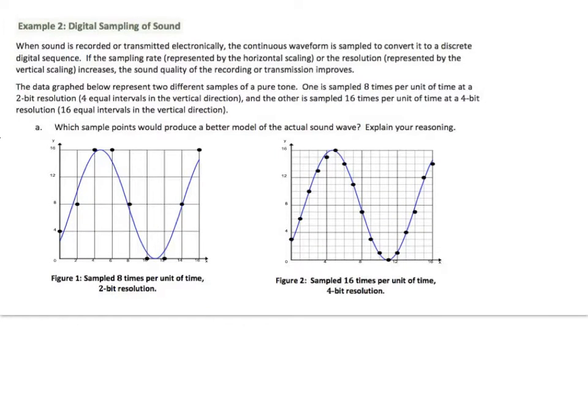All right, let's get into the digital sampling of sound. Here things got a little more confusing for me, but we figured it out and we're ready to go. So let's see if I can help you figure it out. Let's start by reading this.